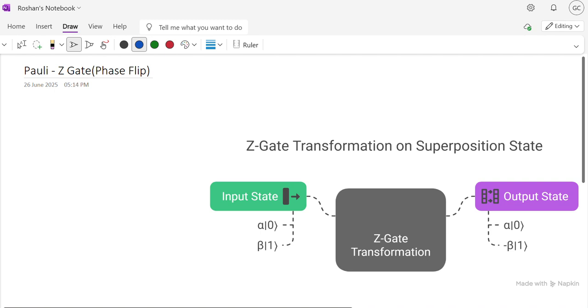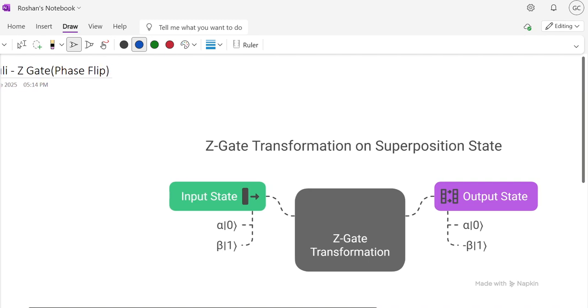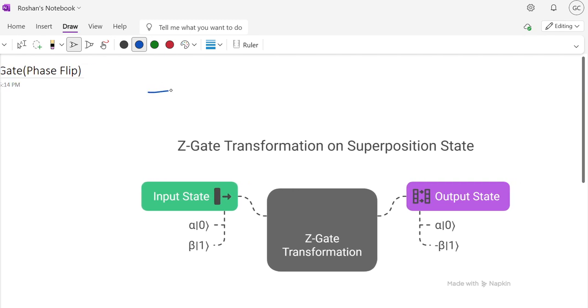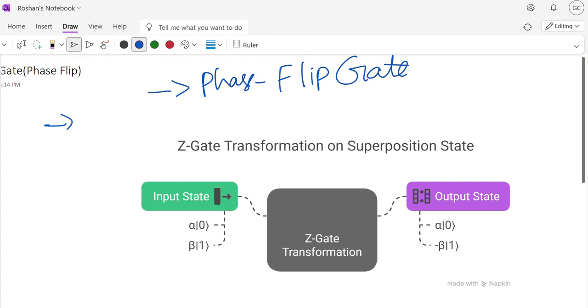This is Roshan here. In the previous lecture, we understood the working of the Pauli-X gate and Y gate. Now it's time to understand the Pauli-Z gate. It is also called the phase flip gate. In the phase flip gate, what happens is it changes the sign of the excited state.